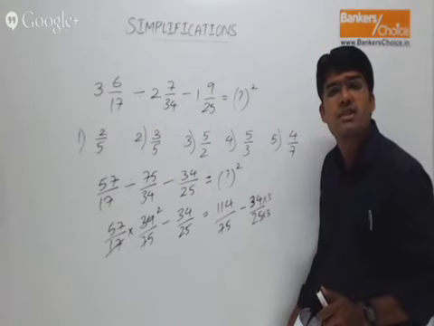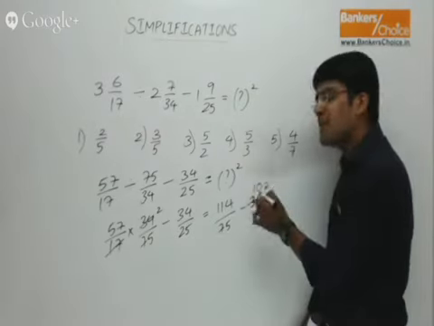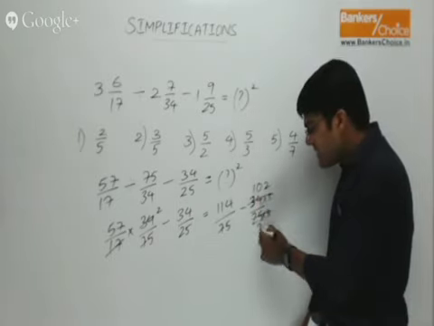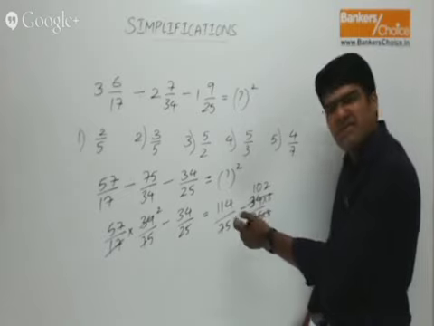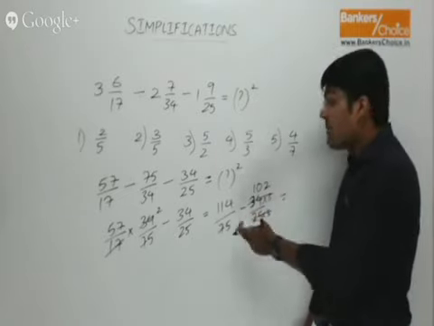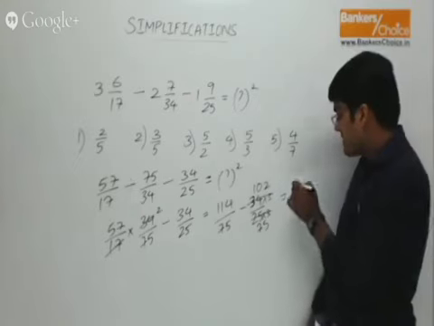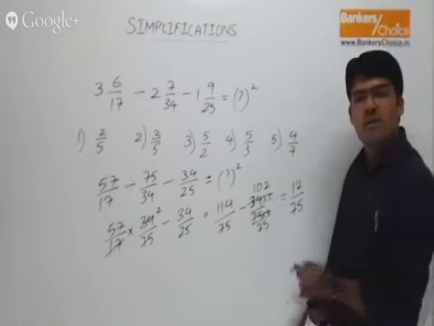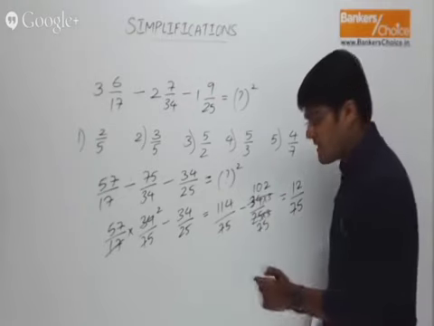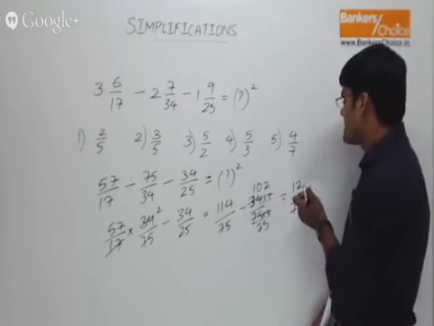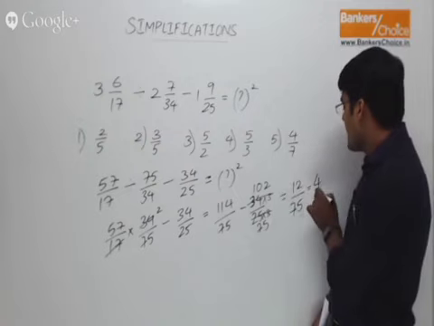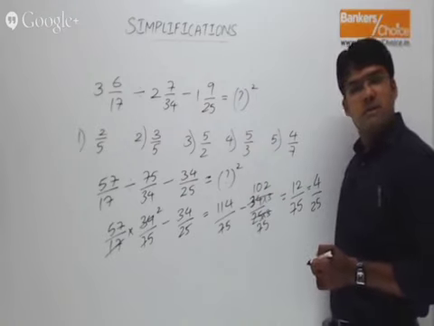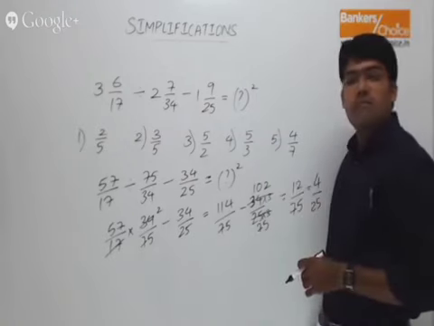So 34 into 3 becomes how much? 102. 3 threes are 9, so 90, and 4 threes are 12. 90 plus 12, 102. And 25 into 3 becomes 75. So what happens? 75 and 75, the denominators are equal. When the denominators are equal, I can directly subtract the numerators. So this becomes 12 by 75. Yes or no? 114 minus 102 is 12. What is 12 by 75? 12 by 75 can be taken as 3 fours and 3 twenty-fives, so 4 by 25. Yes or no? So what is our left hand side?